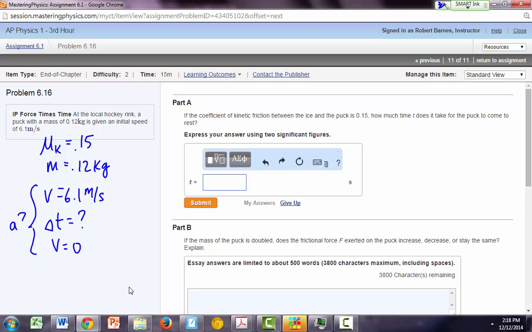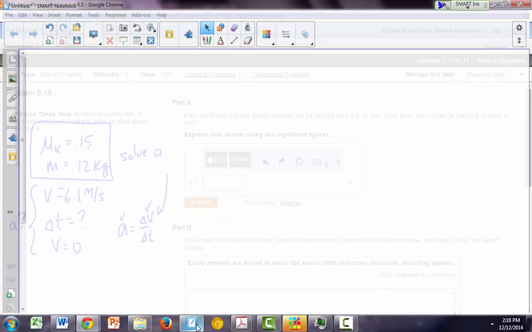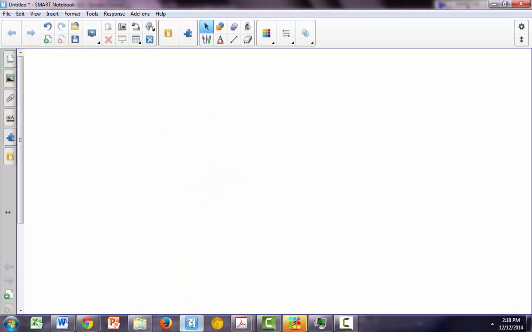If I knew A, then I would be able to very quickly, knowing that A is equal to the change in velocity over the change in time, solve for delta T, since I know my delta V already is 6.1. So I'm going to use Newton's laws and what I know here to solve for acceleration, and then I'll use this equation to get the time. So I need to start with a force diagram of a hockey puck.